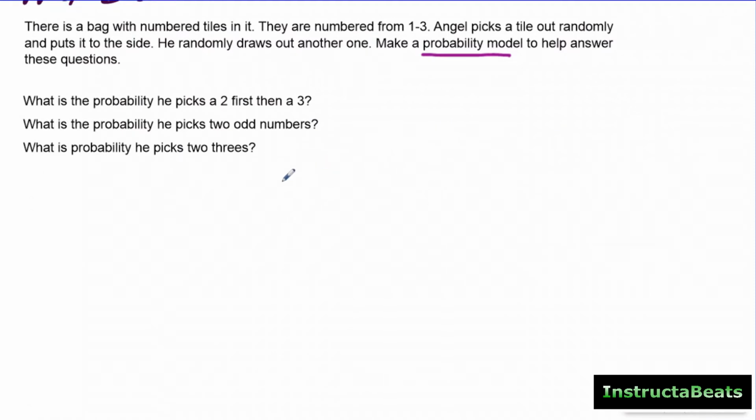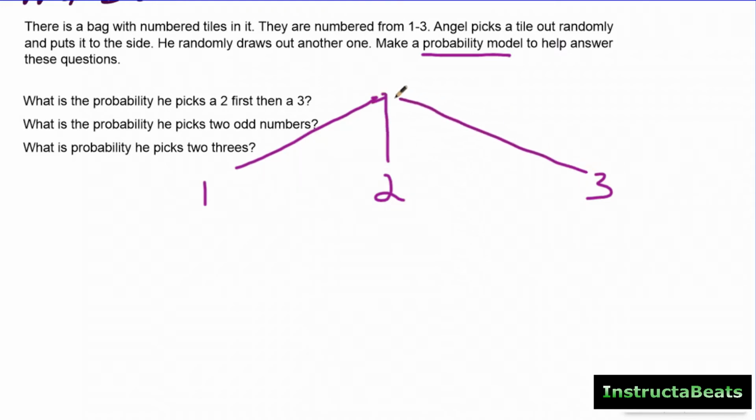So for your first event, you can either draw a 1, a 2, or a 3 out, right? That makes sense. There's 3 tiles in there, so we'll make our tree map. There we go. And now in the second event, though, he's taking the 1 out. So let's start with this one. He drew a 1. He's putting that to the side. So now when he draws out the second time, he only has 2 options. He can either pick a 2 or a 3.